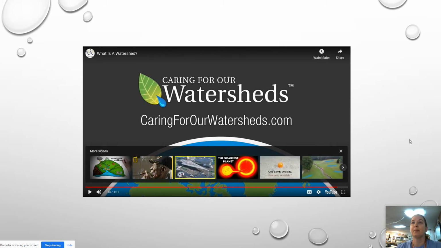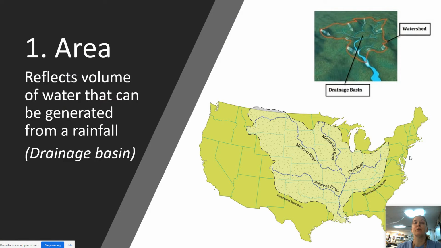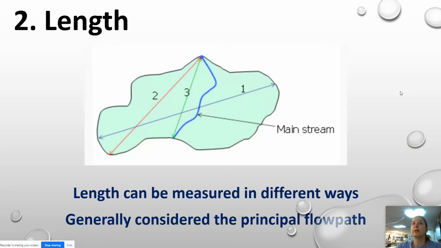All right, moving on. So we have six characteristics of a watershed. This is going to go on page 27 in your packet, and we're going to go into detail on each one of these now. The first one is area. This reflects the volume of water that can be generated from a rainfall. It references the drainage basin of the watershed. When you talk about the drainage basin, that's the whole area.